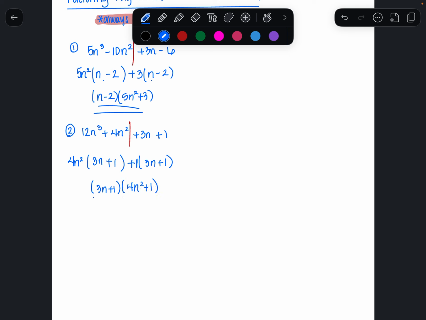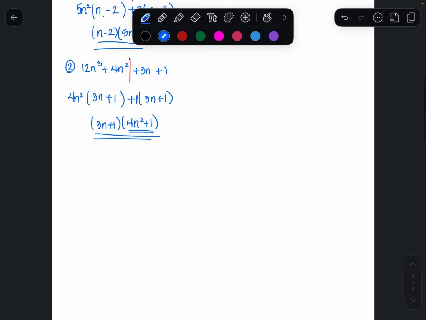So remember that we have a difference of squares, not a sum of squares. We can't factor that any further. It does not work.